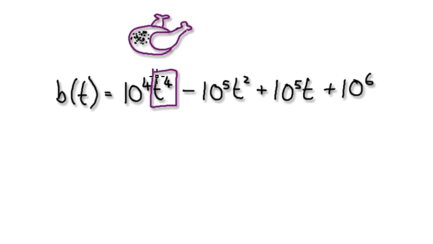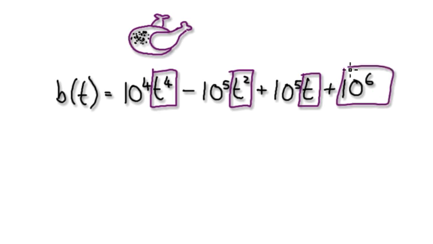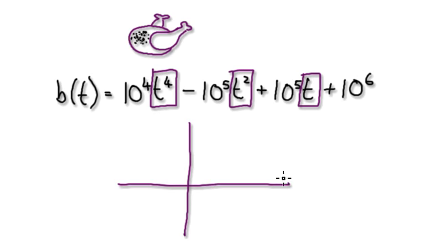So here, looking at this, you've got t to the power 4, you've got t squared, you've just got t here, and here is just a constant. There's no t here, so this is just a constant. So roughly sketch it just to get an idea of what's going on.